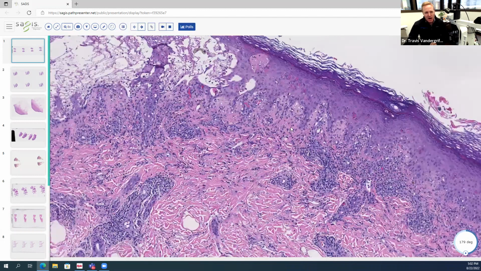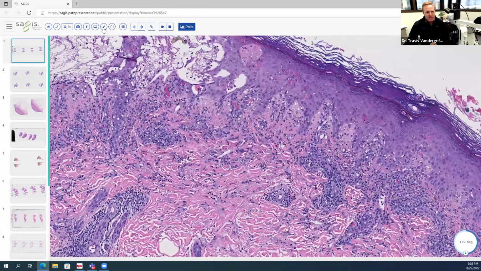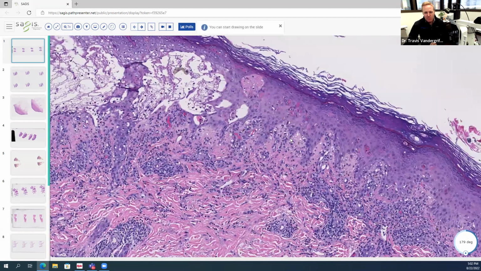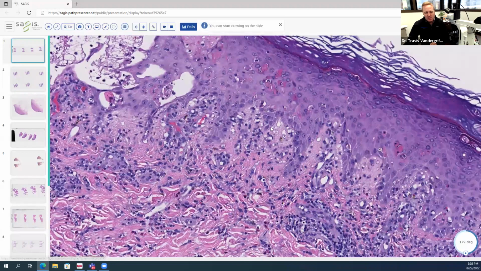However, as we go to higher magnification, we can see that the primary process, or the primary reaction pattern, is vacuolar interface dermatitis. Vacuolar interface dermatitis is a process where you have basement membrane vacuolization, or holes being punched into the basement membrane, and it creates the appearance of tiny vacuoles or holes at the dermo-epidermal junction.